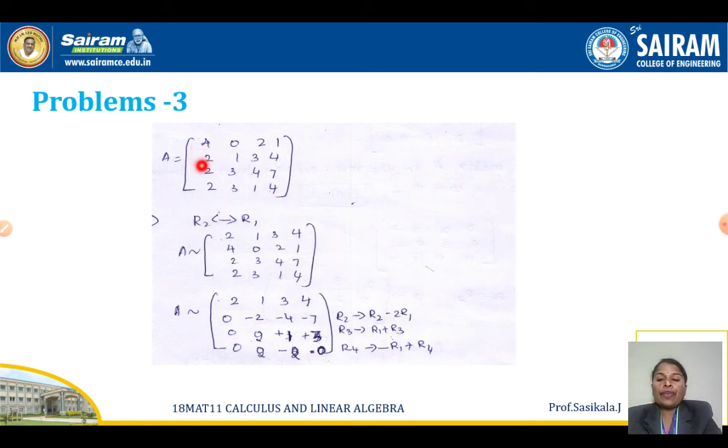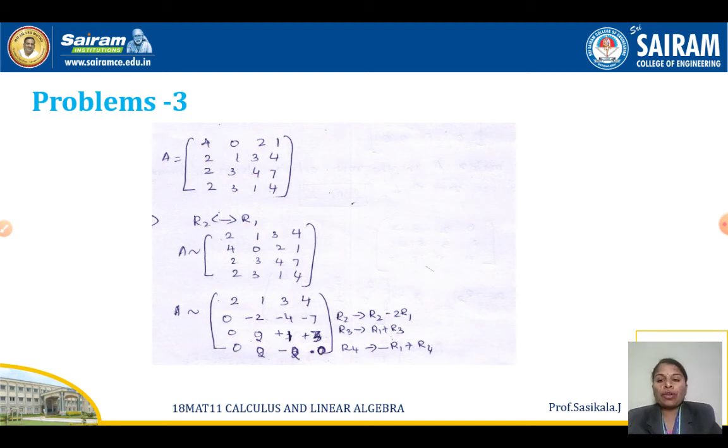All the first elements of the second, third and fourth rows, you are converting to 0 by using your first row. Again, the second elements of the third and fourth rows, you are going to convert to 0 by using your second row. Since it is the fourth row, you are going to convert the third element of the fourth row also to 0. Okay, so we'll go for the solution.